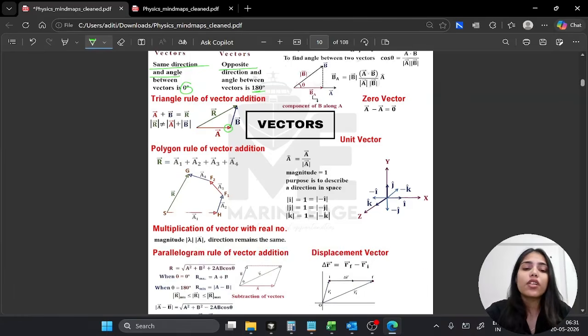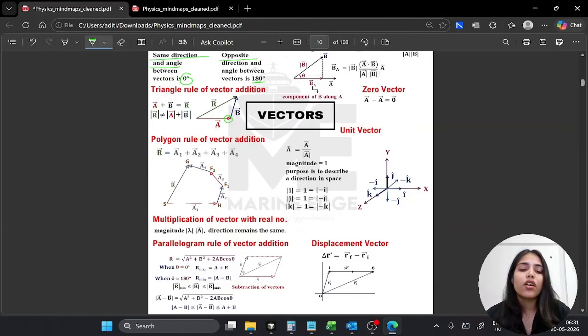This is the triangle rule of vector addition. Similar to that, we have the polygon rule of vector addition. With multiple vectors, vector A, vector B, what happens here is vector A1 plus A2 will give you a resultant R1, and then this R1 plus A3 will give you a resultant R2, and this R2 plus A4 will give you the final result. So this is the polygon law of vector addition.